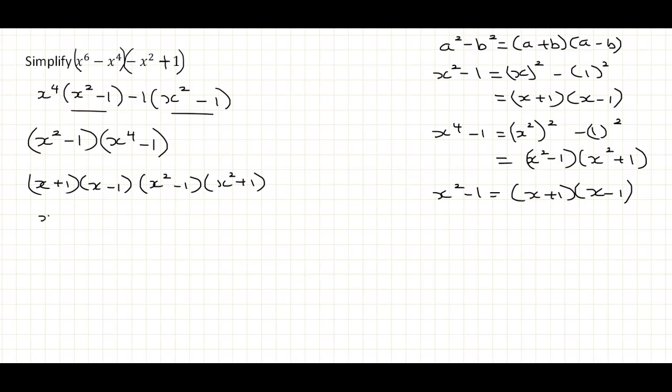So let's go ahead and put that here. x plus 1, x minus 1. x squared minus 1 is going to be, also we have x plus 1 there. So we have x plus 1, and then we have x minus 1, and then we have x squared plus 1. So here, this is okay, but because you're a more advanced math student, it doesn't help to leave it this way.